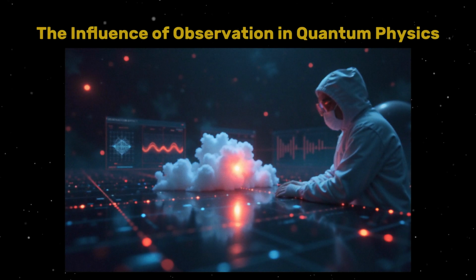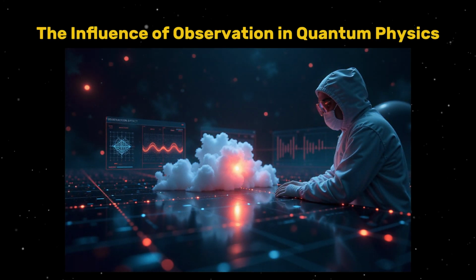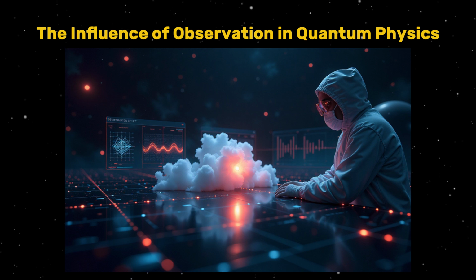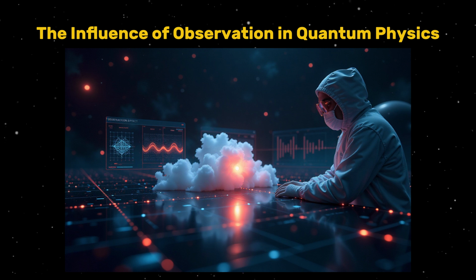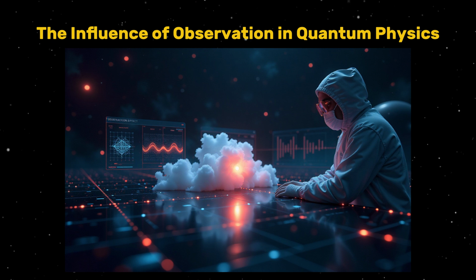The influence of observation in quantum physics. Among the most intriguing and puzzling aspects of quantum mechanics is a phenomenon that has stirred both awe and confusion: the observation effect. This principle proposes that simply observing a system can fundamentally alter its behavior. Initially, this might appear counterintuitive. How could merely looking at something change its inherent nature?